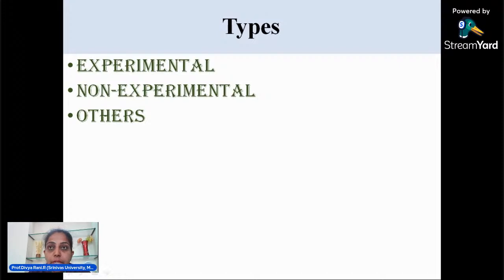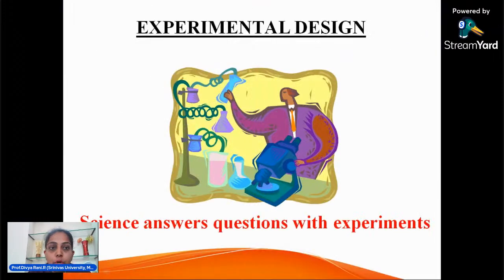Next is type. Mainly it is classified into three: experimental, non-experimental, and others, that is, some specific types. Next slide. Next we'll move on to the experimental type. Experiment means, as you all know, we are doing something, some lab experiment, or in a controlled environment you are doing an experiment and you are getting the result.